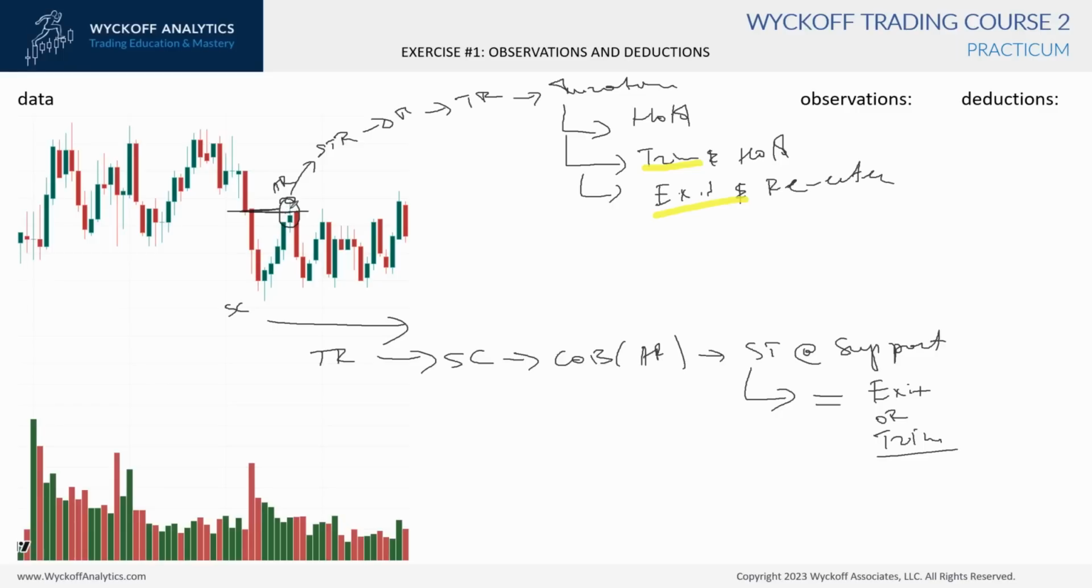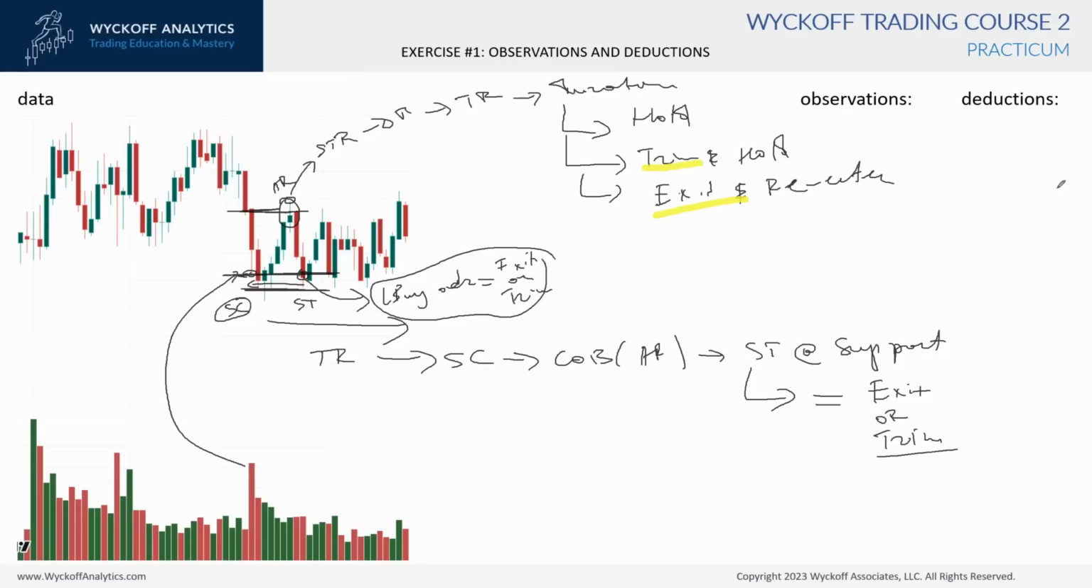You could have an emotional comfort here that after the stopping action, you are going to have some kind of secondary test that's going to come close to the area of the previous stopping action. Just because the stopping action happened and demand came a little bit earlier, I would probably target this low right here rather than this low right here. And I would say, get me out at this price. I would probably have a limit buy order that would equate to the exit or some kind of trim. And that would be my tactic around this area right here.